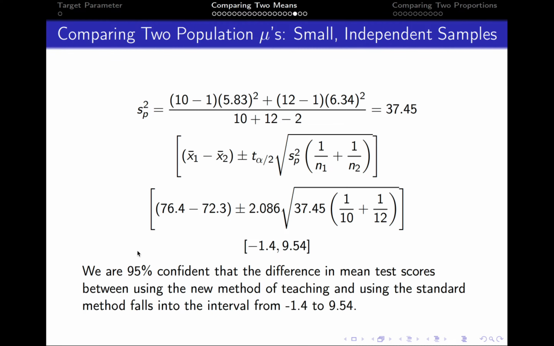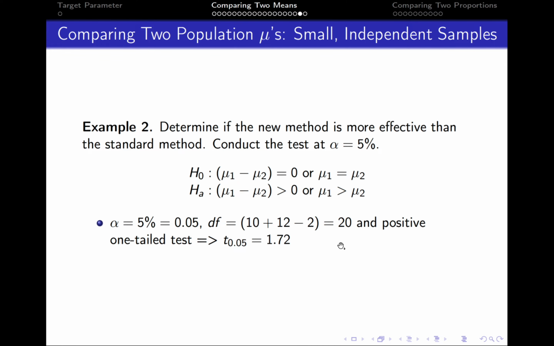And it can be interpreted in the following way. We are 95% confident that the difference in mean test scores between using the new method of teaching and using the standard method falls into the interval from negative 1.4 to 9.54. So the true difference between two population means with 95% confidence lies between these two values.